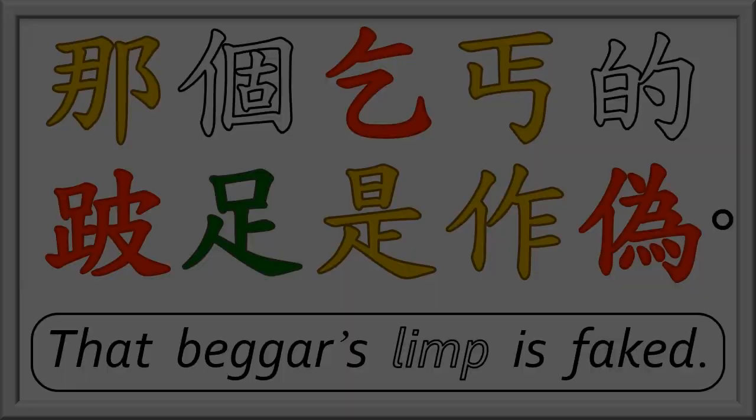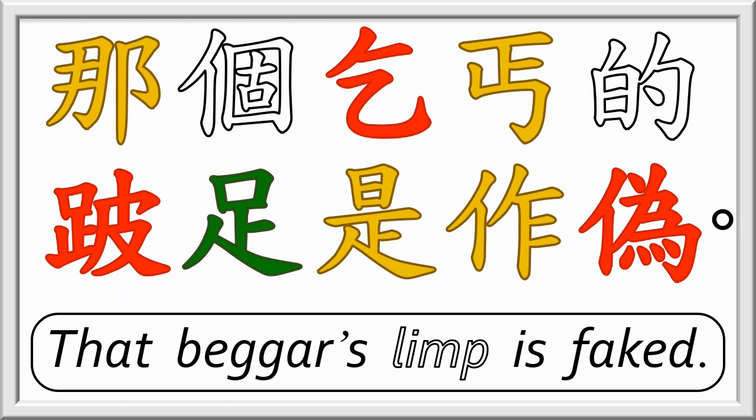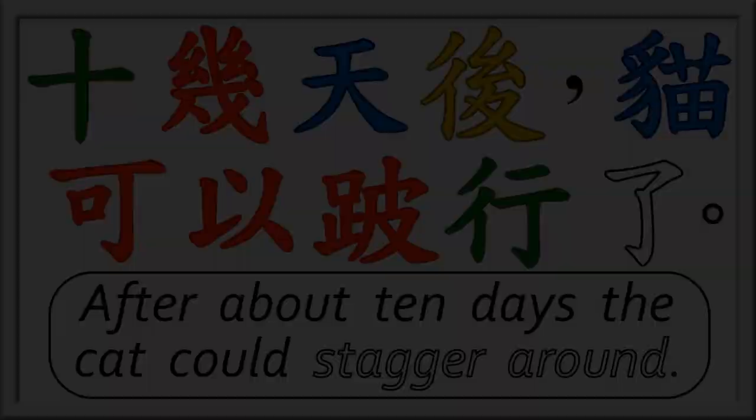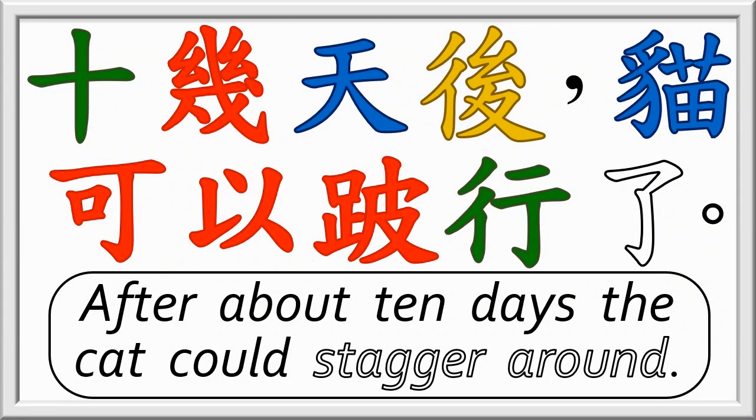跛足 and 跛行 are descriptions of the leg itself and a hobbling movement. 那个乞丐的跛足是皱尾. That beggar's limp is faked. Notice the expression 皱尾 for forged artworks or to create an imitation. 十几天后，猫可以跛行了. After about 10 days, the cat could stagger around.